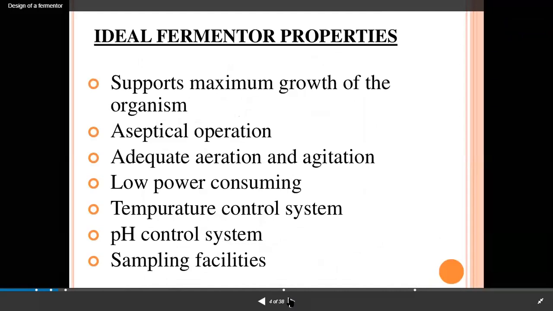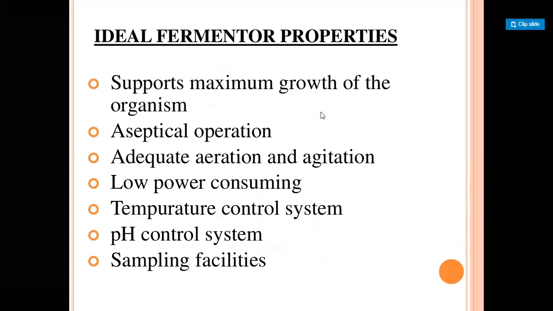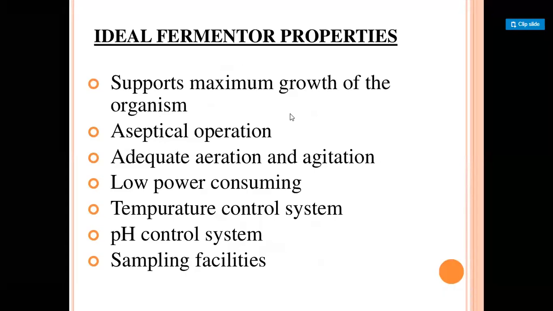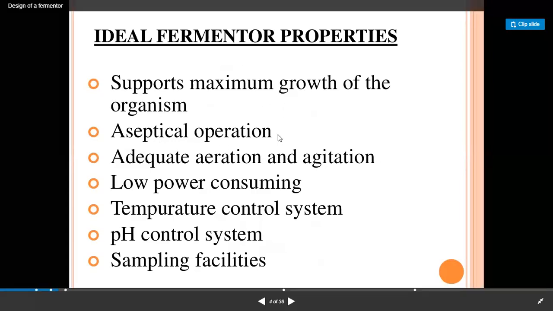Then ideal fermenter properties. It supports maximum growth of the organism. That is always the purpose of a fermenter. Fermenters must always support the growth of the organism. Aseptic operation is very important. If you contaminate the entire system, it will affect the product, and there will be no proper growth and multiplication of the inoculum. So it is very important to maintain aseptic conditions. Then adequate aeration and agitation are also a must. To agitate properly, you need to provide aeration.